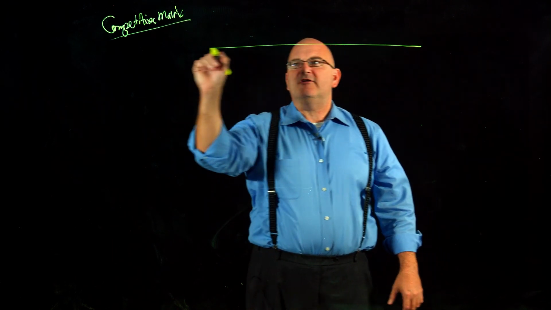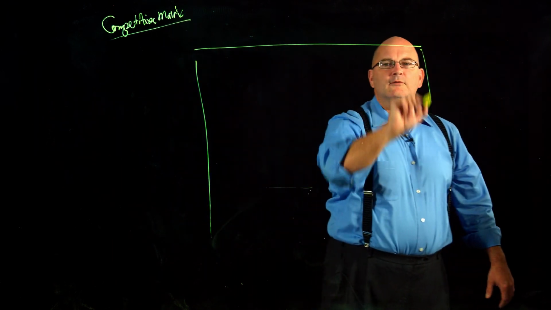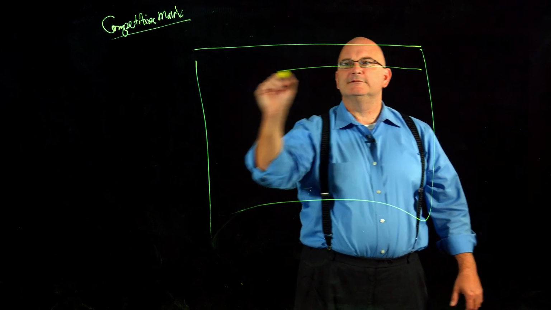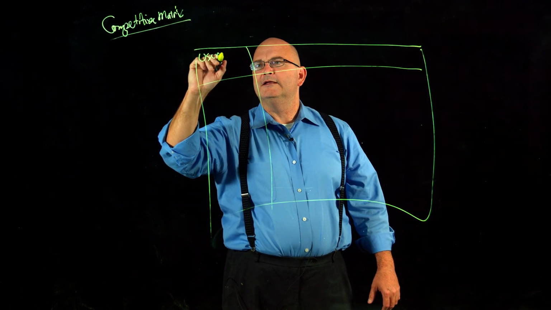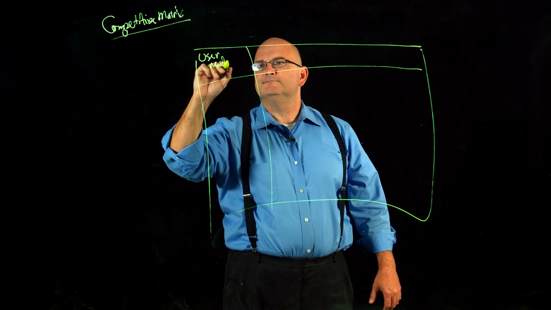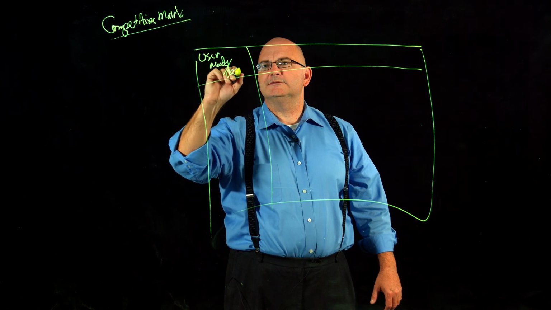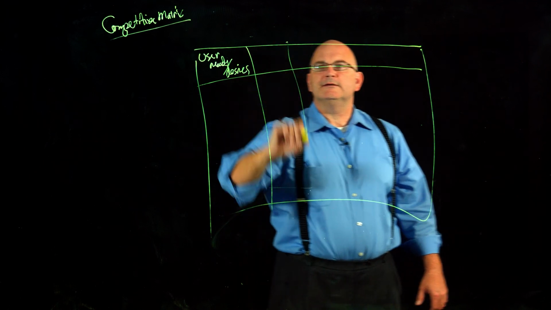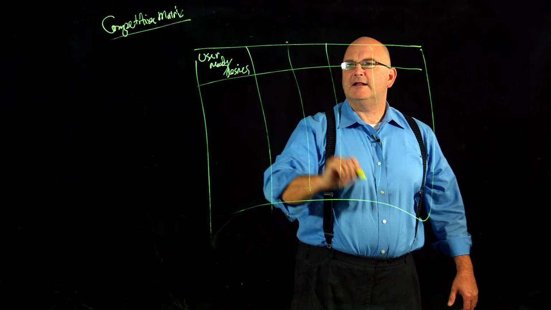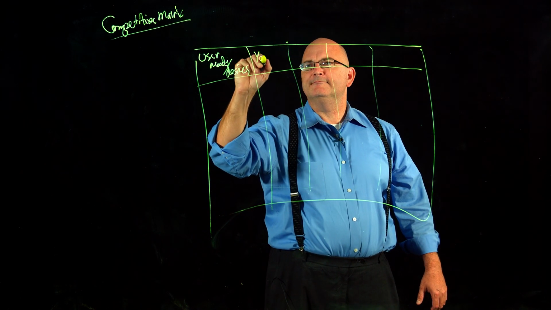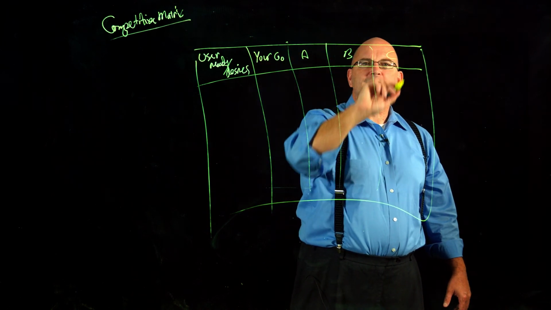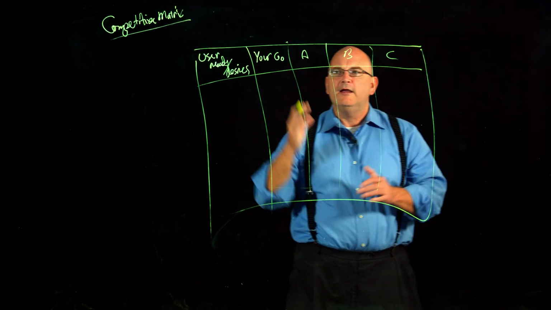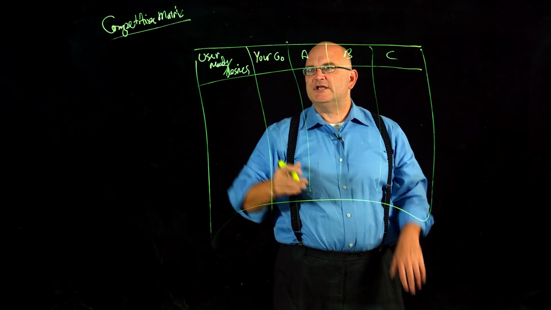So when we're doing a competitive matrix, we're really thinking about a table, right? And here we have our users' needs and desires. And then I like to put your company here. And then your competitors, right? And so that you can compare the most important things that your customers care about.